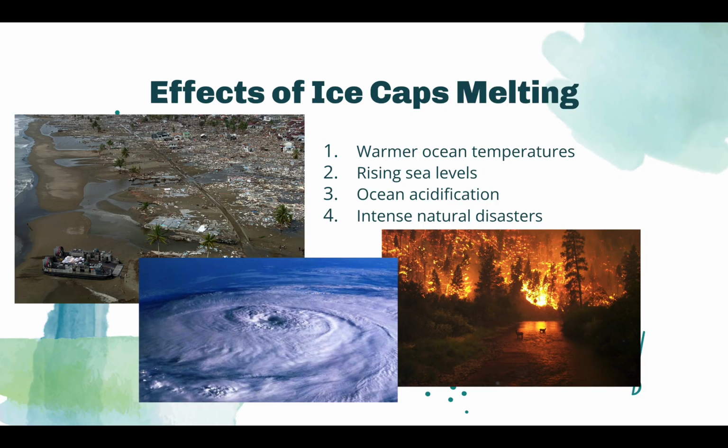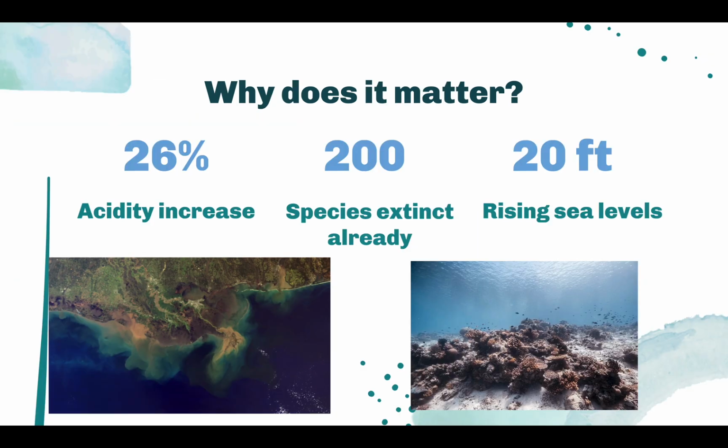The effects of ice caps melting would be warmer ocean temperatures, rising sea levels, ocean acidification, and intense natural disasters. And these effects have already been starting. Why does this matter though? First off, the ocean acidity has risen 26% since pre-industrial times, and since the 1970s, 200 species have gone extinct, and that will only continue to get worse if the climate gets warmer.